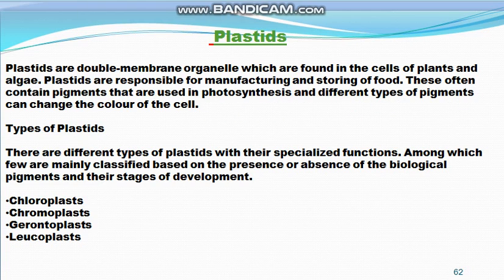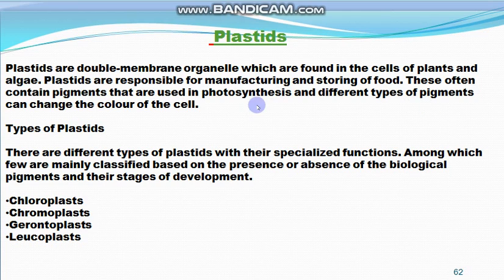So plastids are basically double membrane organelles present in the cytoplasm of the cell, in plant cells, algae, and some unicellular organisms like Euglena. Plastids bear pigments, and depending upon the pigment, they impart color to the plant. And what is the function of the plastid? Plastids are responsible for the manufacturing and storing of food. The pigments present in the plastids are used in the process of photosynthesis. This is the main function of the plastids.